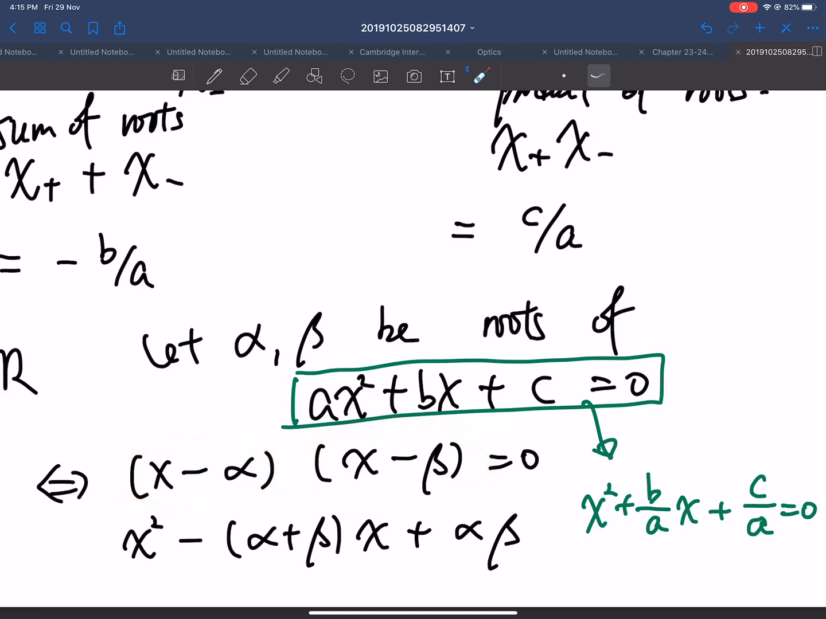Now, let's expand this formula, okay? Then you get this one. This one is straightforward and easy.